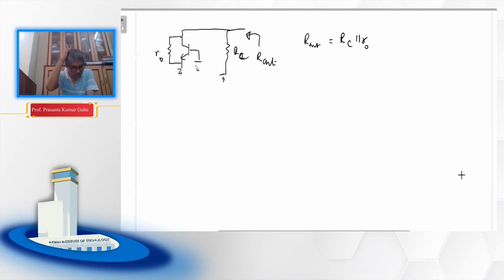Okay, let's discuss it a little bit more. Then we will stop the discussion on common base stage, and I will encourage those who are interested to go through much more and read about the biasing effect of common base stage and all that. Okay, so let's now consider if we have resistance associated with the input AC signal, then how this voltage gain will change and all that.